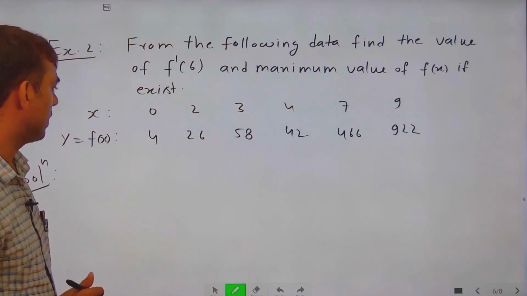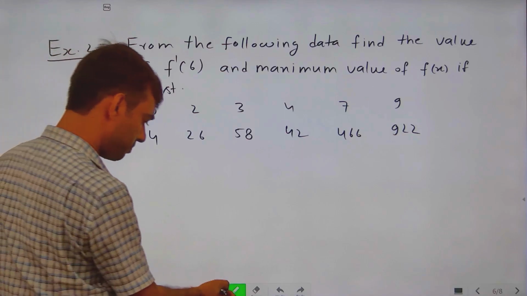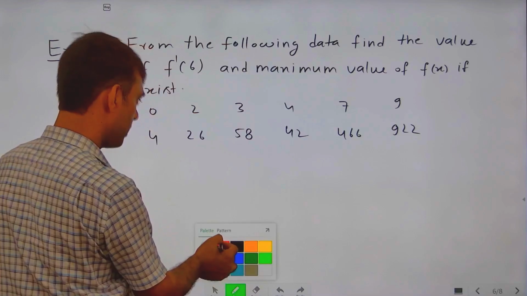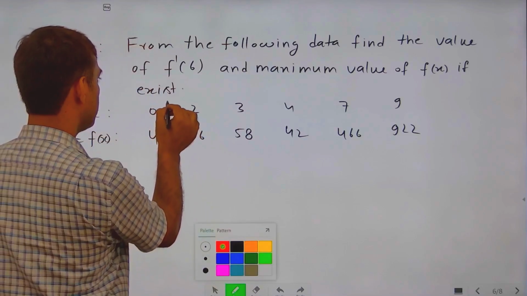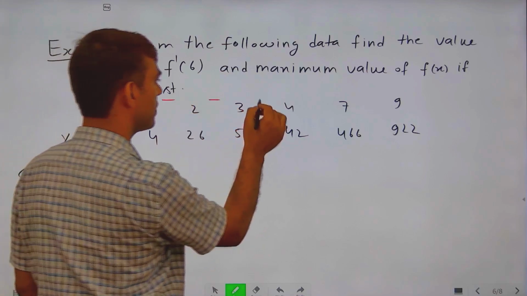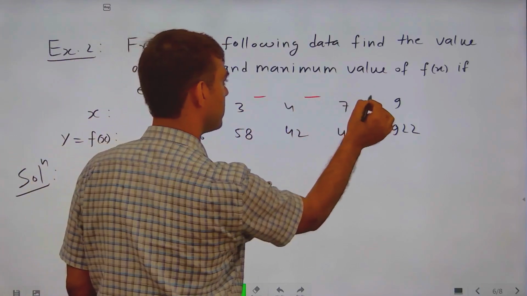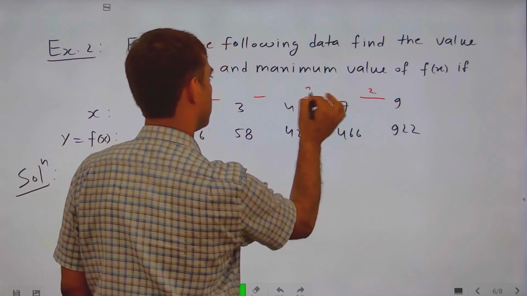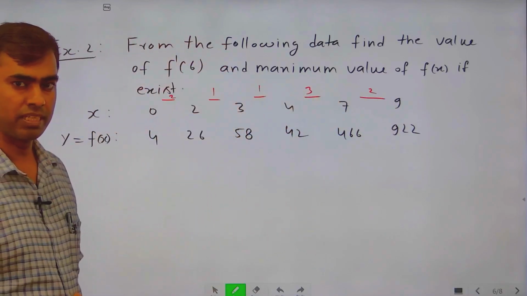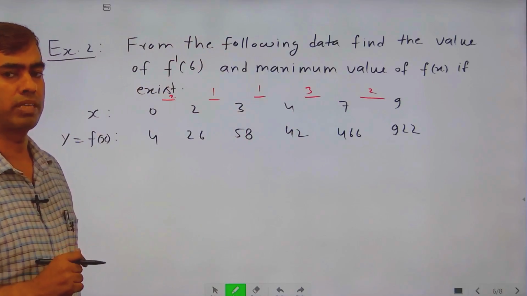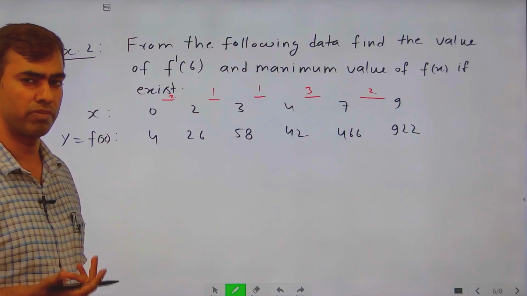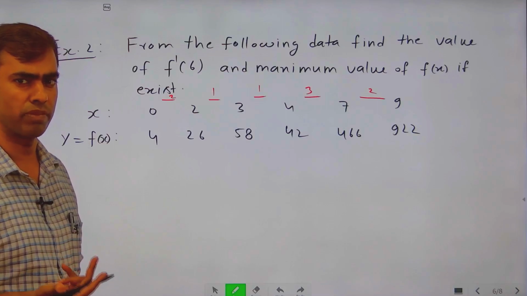If we closely observe the data, here the class interval is 2, here 2, here 1, here 1, here 3, then 2, 3, 1, 1 and 2. This means the data is given for unequal class intervals. So we cannot use the forward interpolation formula, the backward interpolation formula, or the central interpolation formula for the derivative.